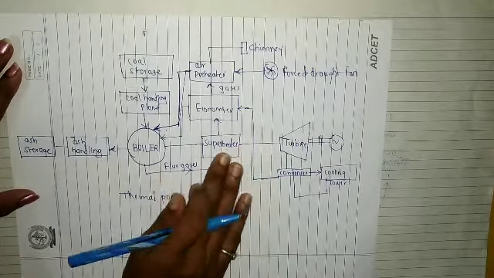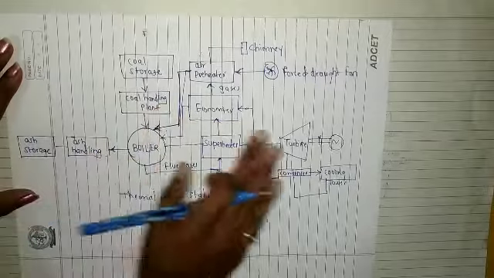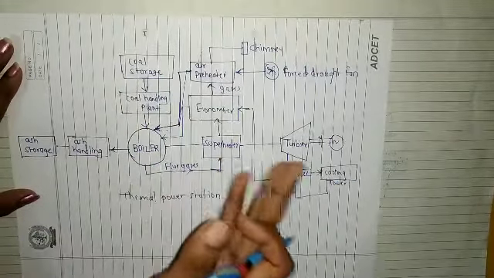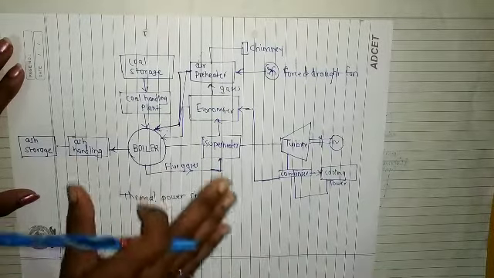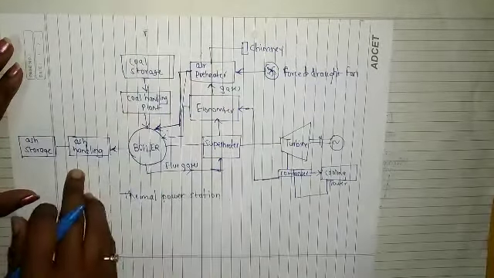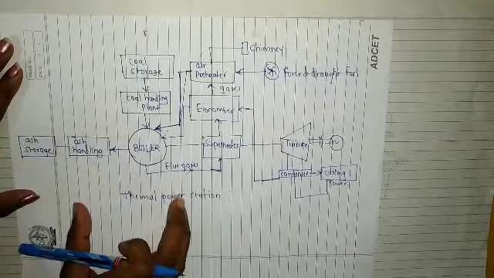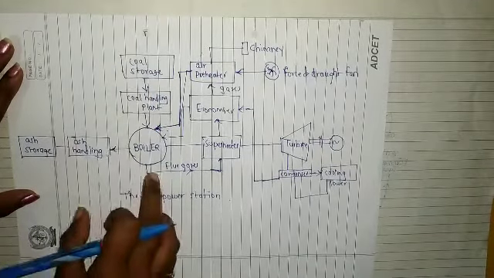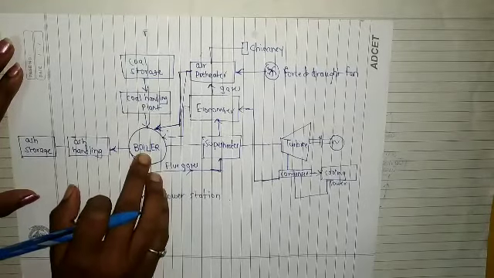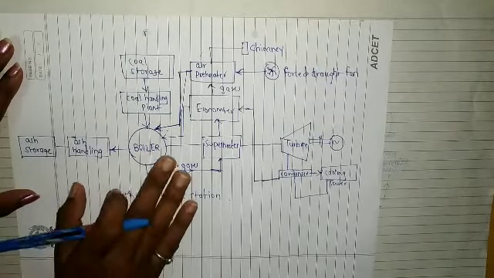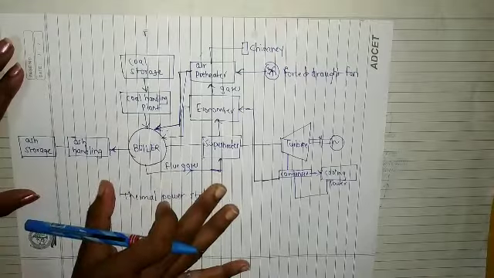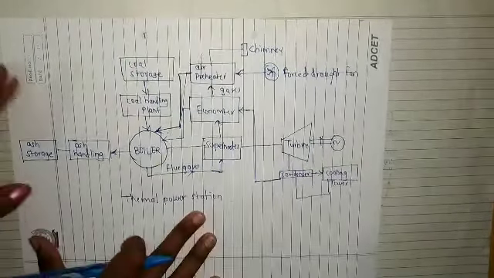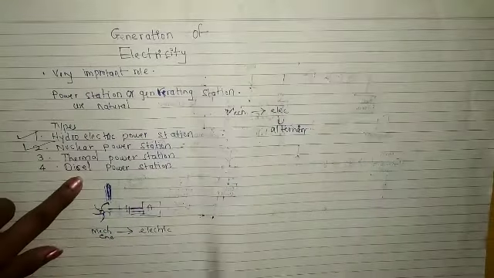If they have asked the question, explain thermal power plant, explain hydro power plant, explain nuclear power plant, the way is similar. First you have to draw the layout, then give a small description, 3 or 4 to 5 lines. Then for each equipment you have to give the function, and then give the advantages and disadvantages.